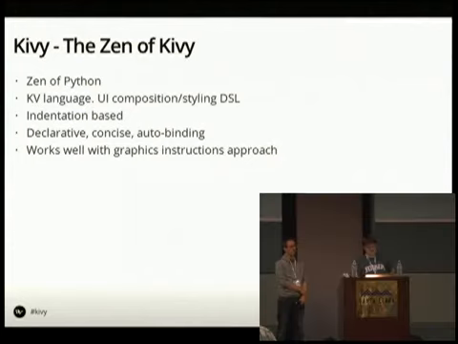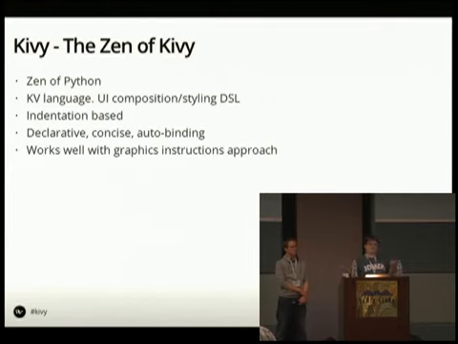It's indentation-based, so it's declarative. It keeps things concise instead of having to remember a whole bunch of method names. And one of the things it does is auto-binding of properties. So if I have a label with a text property, and I say this label's text is slider.value, and I have a slider somewhere, it'll always be the value of that slider. If the slider value changes, that label also changes.